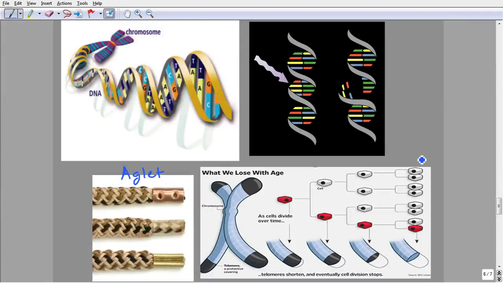The blueprints to make a new cell are in the DNA, wrapped up inside 23 pairs of chromosomes. At the ends of the chromosomes are telomeres. The telomeres act as a protective cap to the ends of the chromosomes. Another way to think of a telomere is like an aglet, the plastic cap on the end of a shoelace.